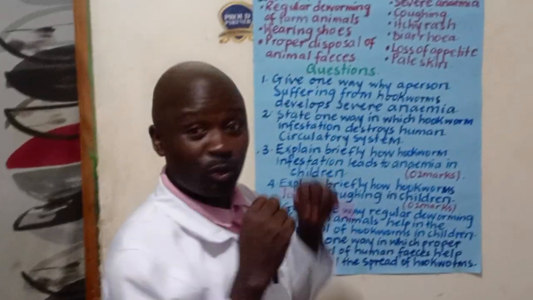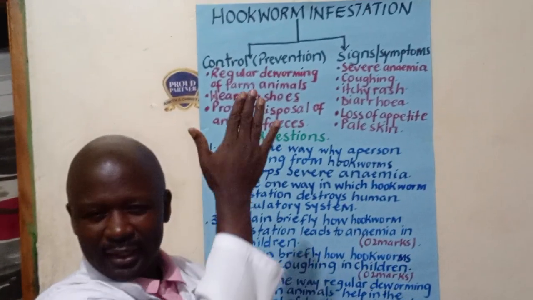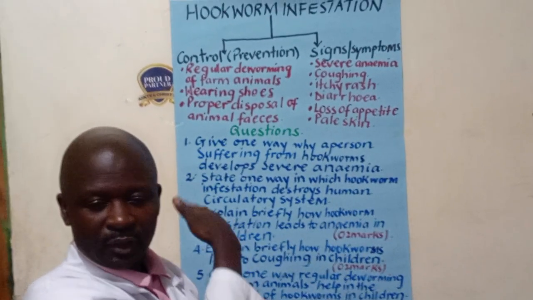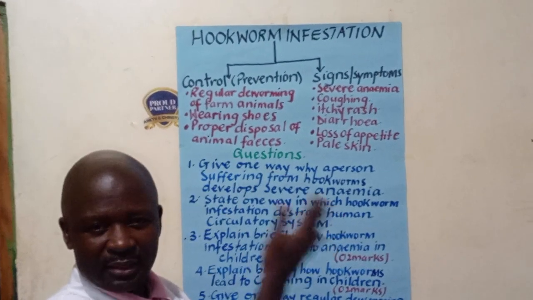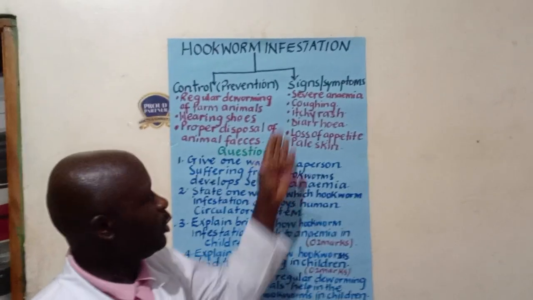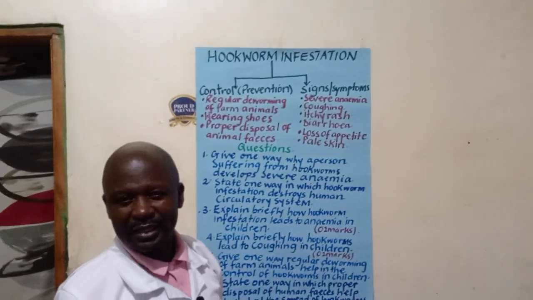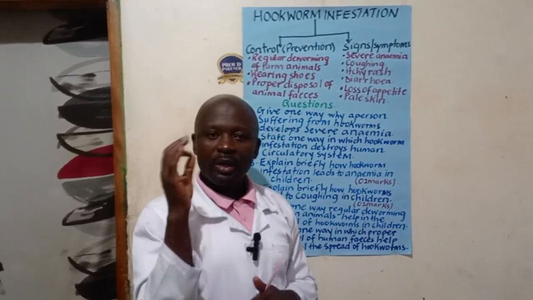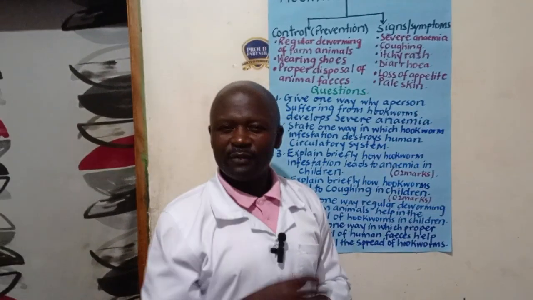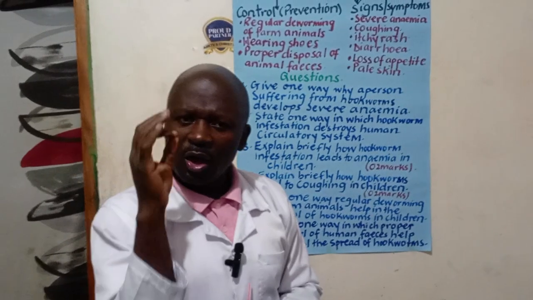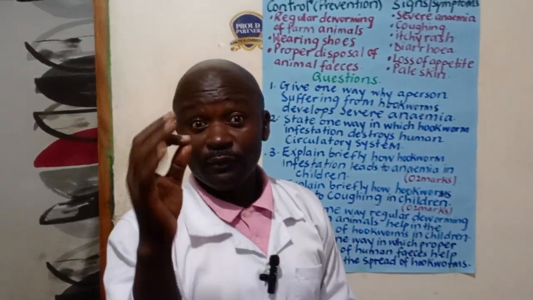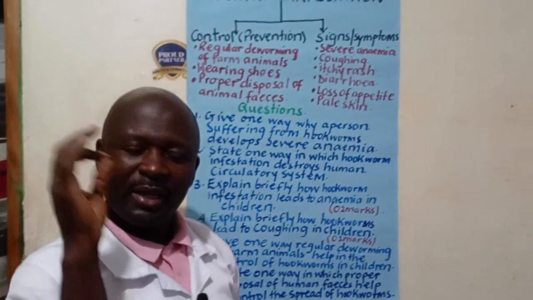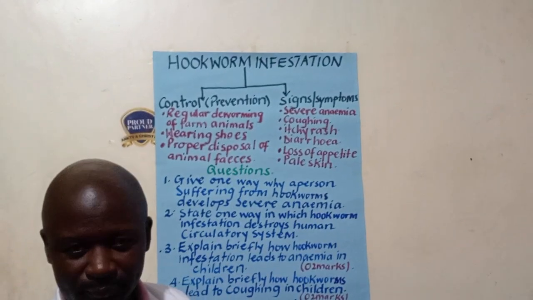So from what you will have taught, for example, the control or preventive measures against hookworm infestation, signs and symptoms. By the way, you are also supposed to explain to your learners the difference between a sign and a symptom. So question 1: give one reason why a person suffering from hookworm infestation develops severe anemia. From the signs and symptoms, I have got that question.